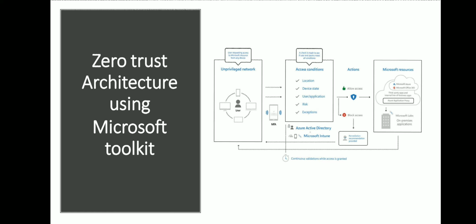Now you see that we have mapped Microsoft Intune, Azure Active Directory. Now we are talking about the tools. We are not talking about the concept. Similarly, we are talking about Office 365, Azure Application Proxy, and what are the access conditions like location, device state, user application, risk, exceptions, right? Similarly, what are the actions to be performed, whether it allows access or blocks access, and then the remediation recommended provided. So this is more of a continuous validation while access is granted. This is more of a real-time implementation, how things are moving in real time.